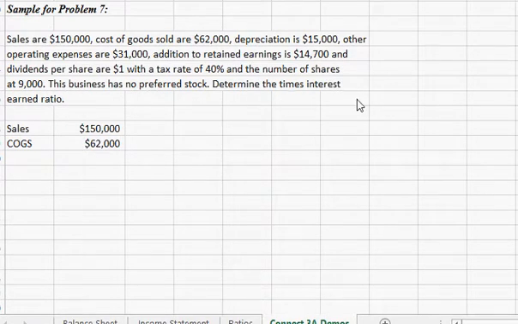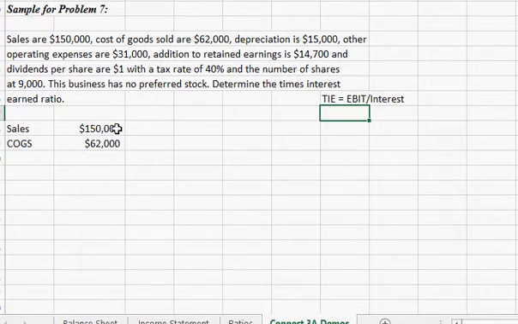So let's start by just, off to the side, let me write down what that ratio is. The times interest earned ratio is equal to EBIT divided by interest. So we need to tease those numbers, neither one of which is given, out of an income statement.